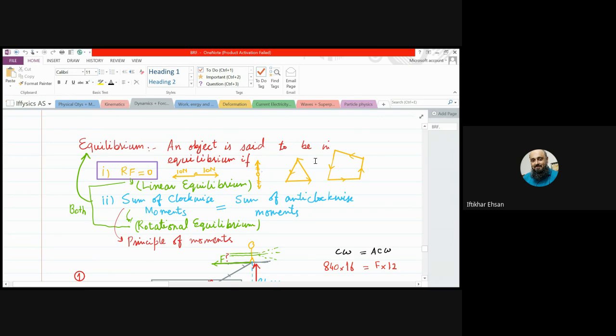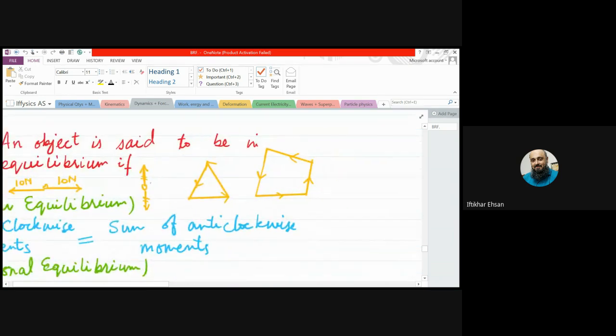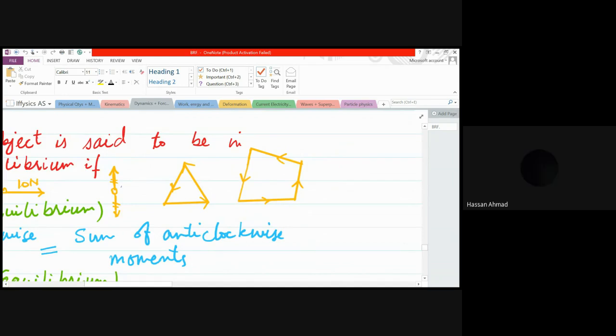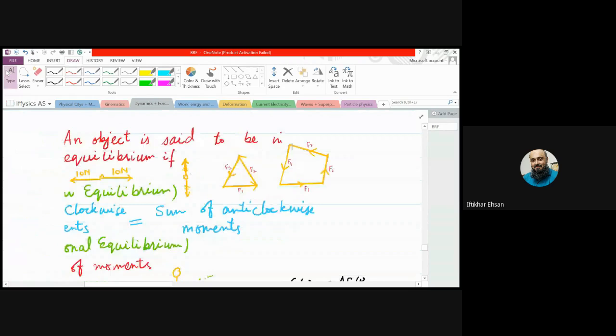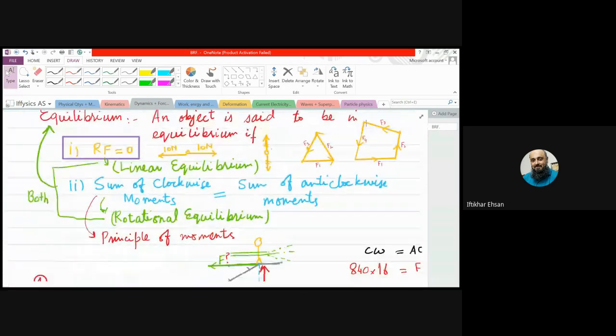We have already discussed this in Newton's first law, in vectors. Arrange the forces: F1 ends where F2 starts, and F3 ends where the first force starts. Then the resultant force is said to be zero. So these are resultant forces, balanced forces, and this is the first condition of equilibrium.